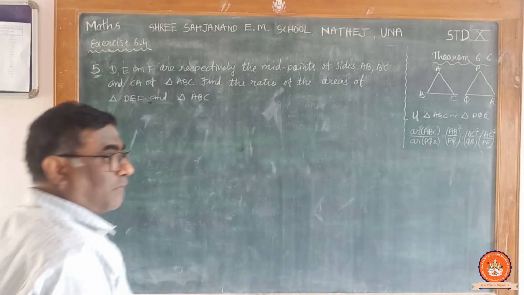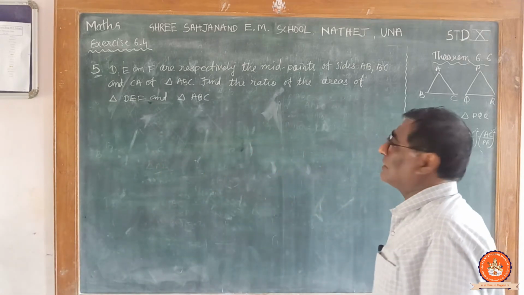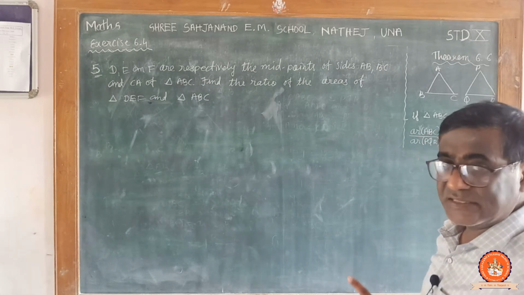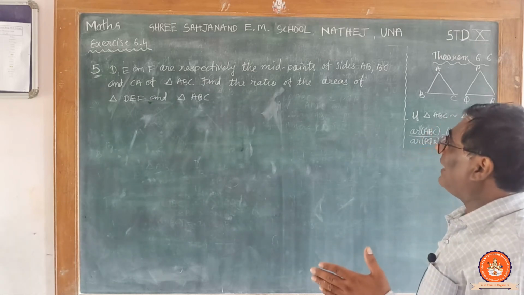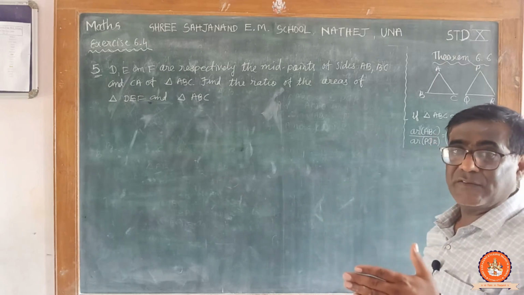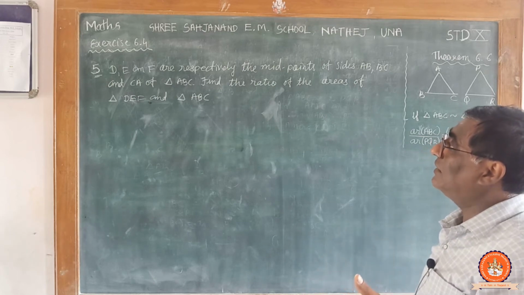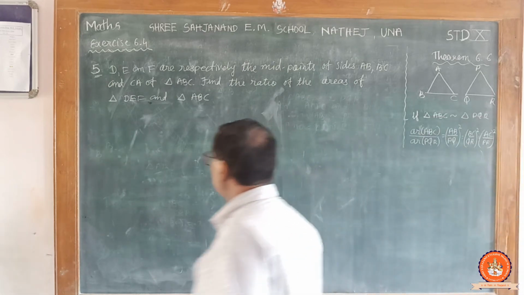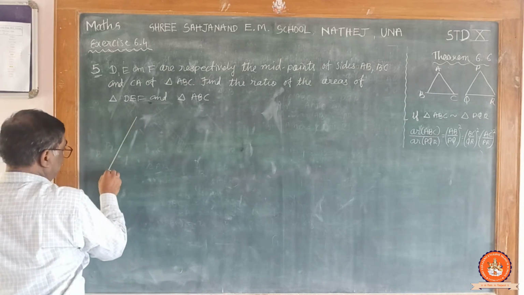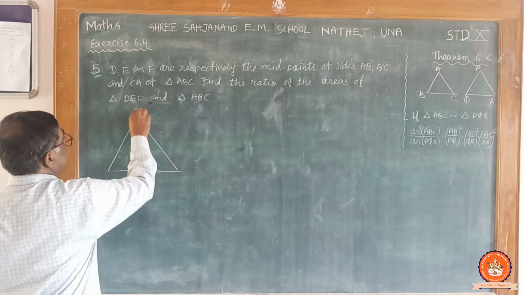Now question number 5. D, E and F are respectively the midpoints of sides AB, BC and CA of triangle ABC. So D, E and F are the midpoints of sides AB, BC and CA respectively: D is the midpoint of AB, E is the midpoint of BC and F is the midpoint of AC. Okay, this is triangle ABC.